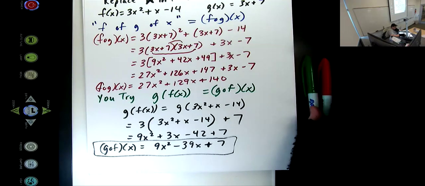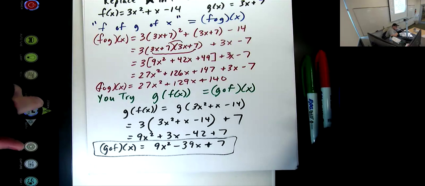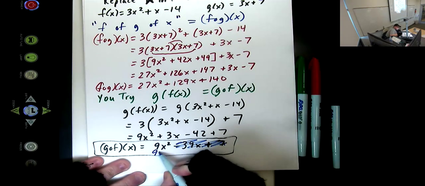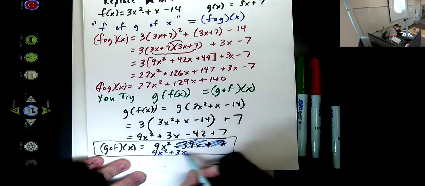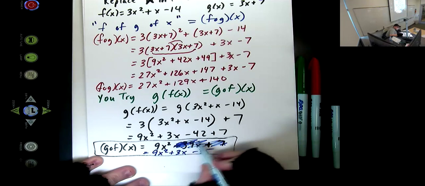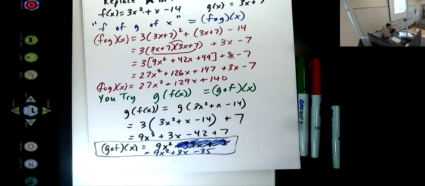What is the 39x? Pretty sure it's just plus 3x. Minus three. I read that as 42x. That's just wrong. Yeah, I think it's like 9x squared plus 3x minus 35. That looks better. I'm just making stuff up.